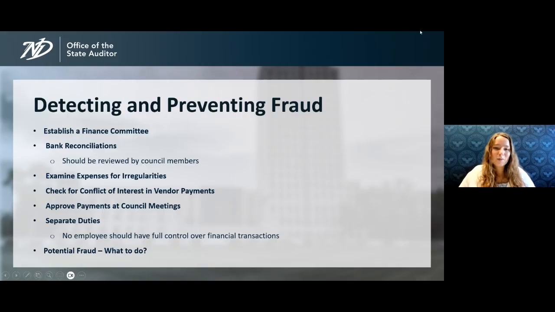Okay, so moving into detecting and preventing any sort of mismanagement. An option is you could establish a finance committee, and that could be some board members that are a part of the finance committee, and then have your bank reconciliations reviewed by other people. So don't just review it yourself.